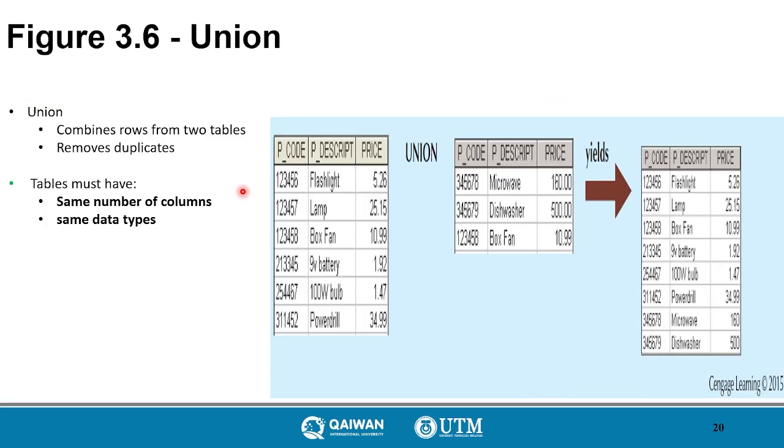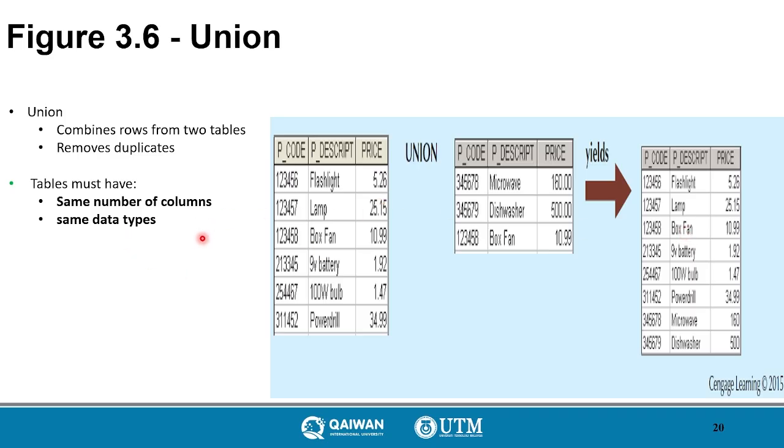Now we will take a look at the union. If we union this table with this table, we will have this table. However, the box fan is a duplicate. We have it here and also in this table, so it will remove it and bring us the entire table. So it combines rows from two tables into one and removes the duplicates. When we union, there will be only one box fan.